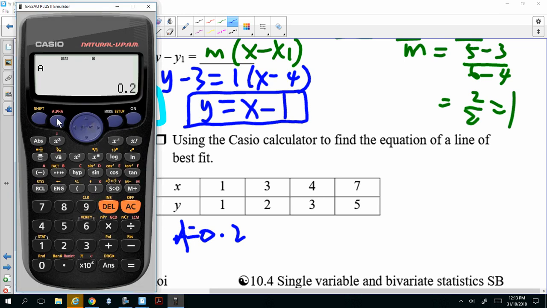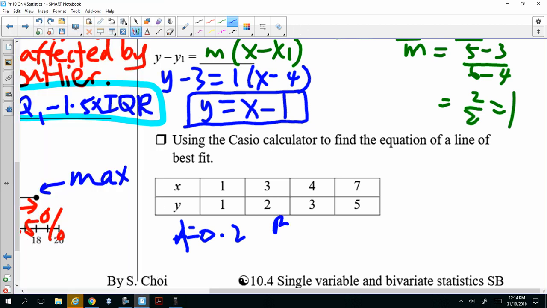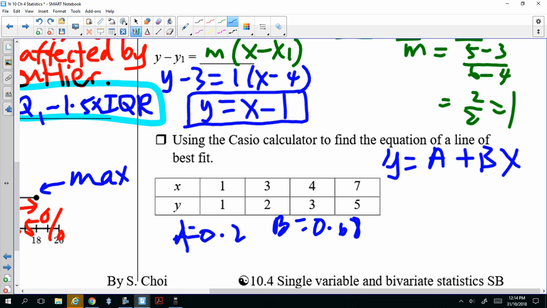4. Get rid of that. Equal. Oh, not estimator. Sorry. Shift 1 5 2 equal 0.68. So your equation is y equals a plus bx. So your a is 0.2 and the gradient is 0.68x. That's the linear regression line.